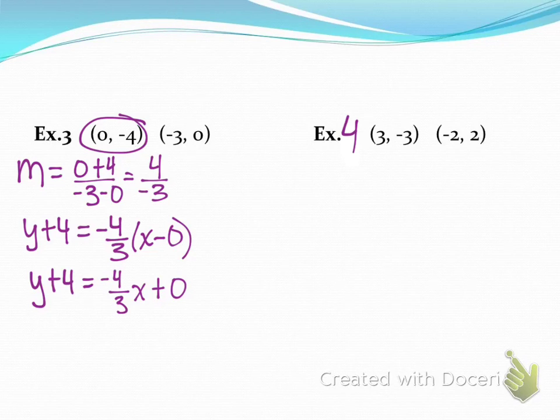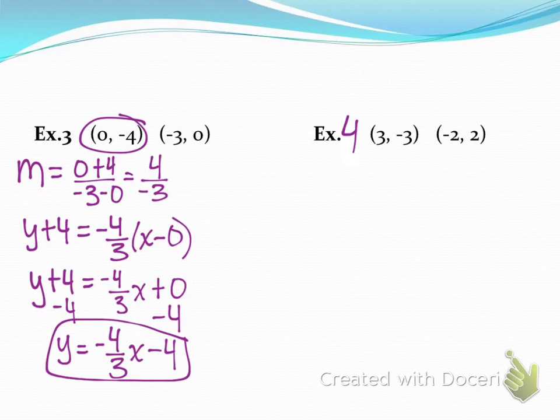Okay, so we subtract what? Y, you subtract the y. So we're going to leave the y alone. So we're going to subtract the 4. We do it to both sides. Yes. So we're left with y equals negative 4/3 x. What is 0 minus 4? Negative 4. So minus 4. And that is our slope-intercept form.